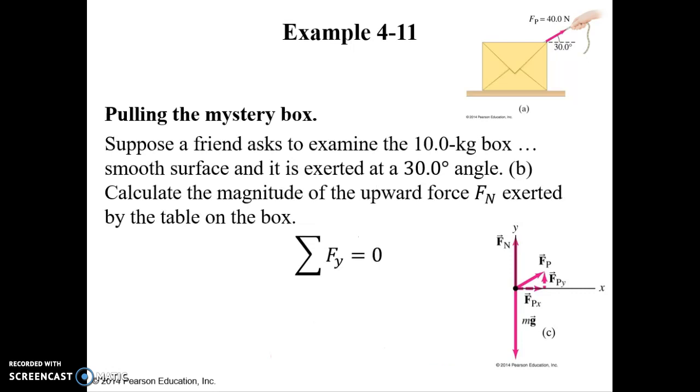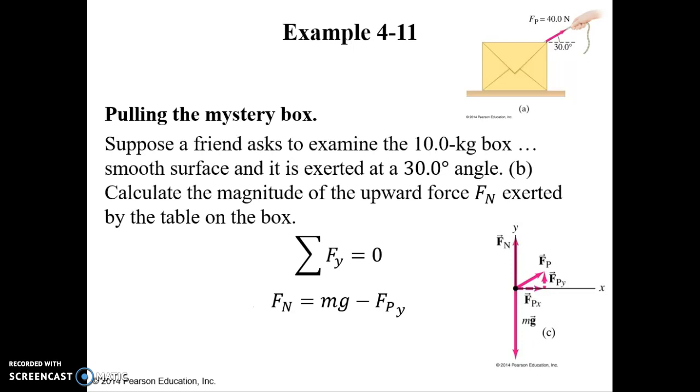Now for question B, we want to know the value of the normal force. So we'll write down the sum of the forces in the y direction, which equals 0, because the box is not floating up in the air, nor is it falling through the floor. Next, write down all the vectors in the y direction. We have a normal force pointing up, Fpy pointing up, and weight pointing down, all equaling 0.